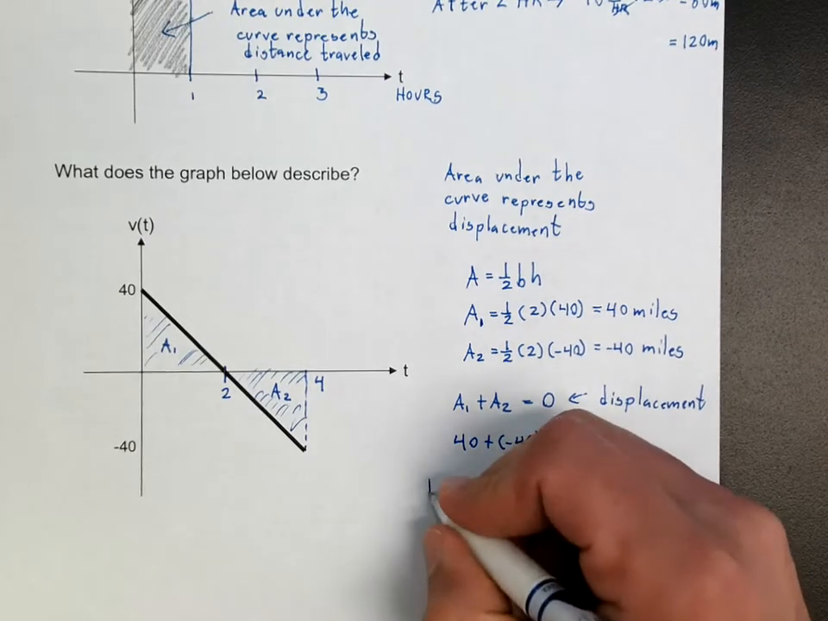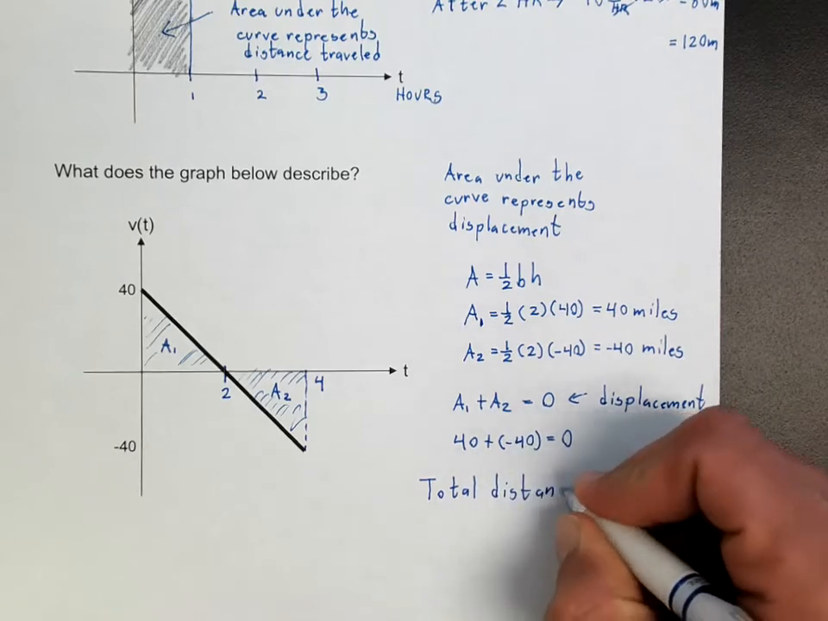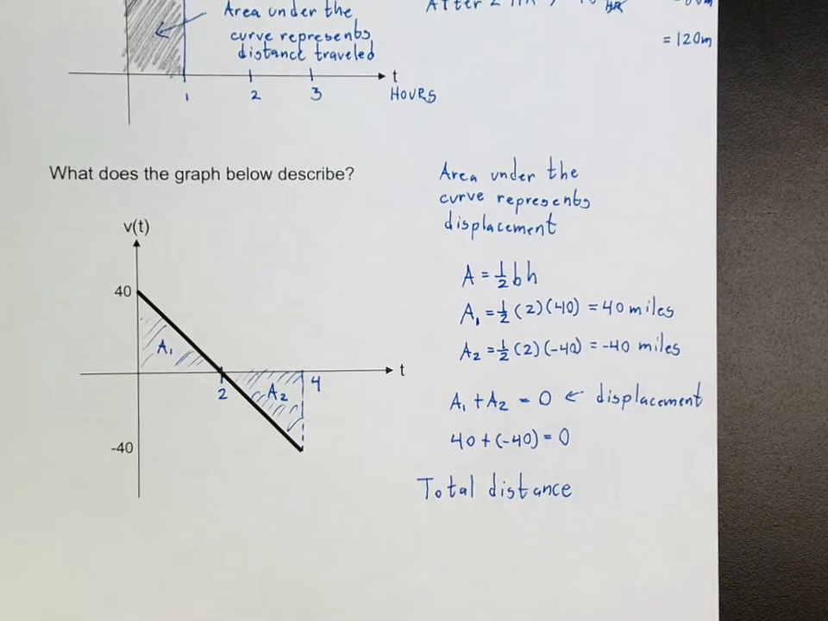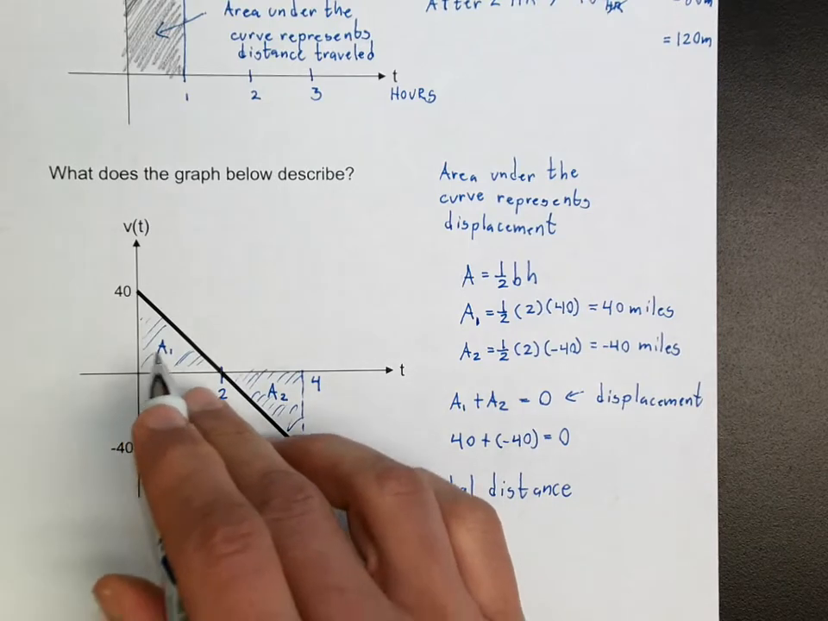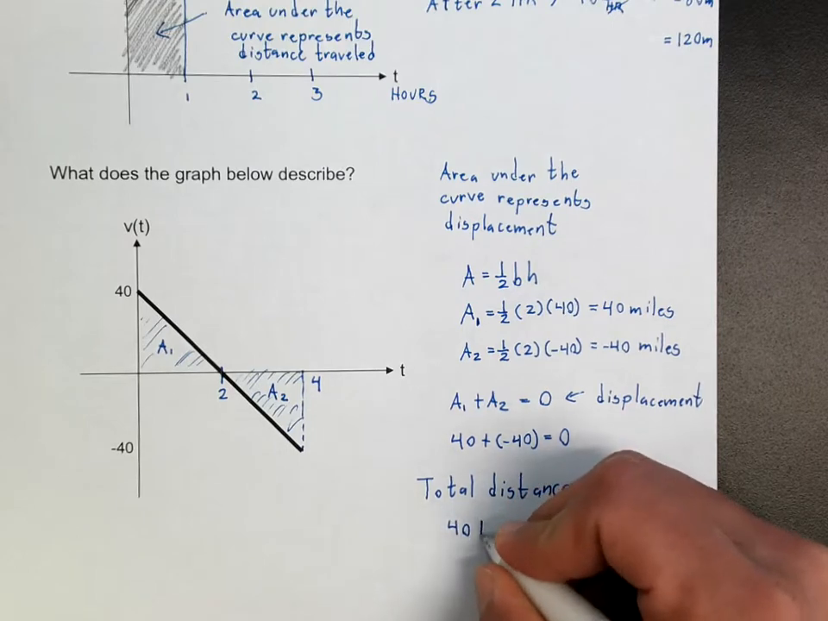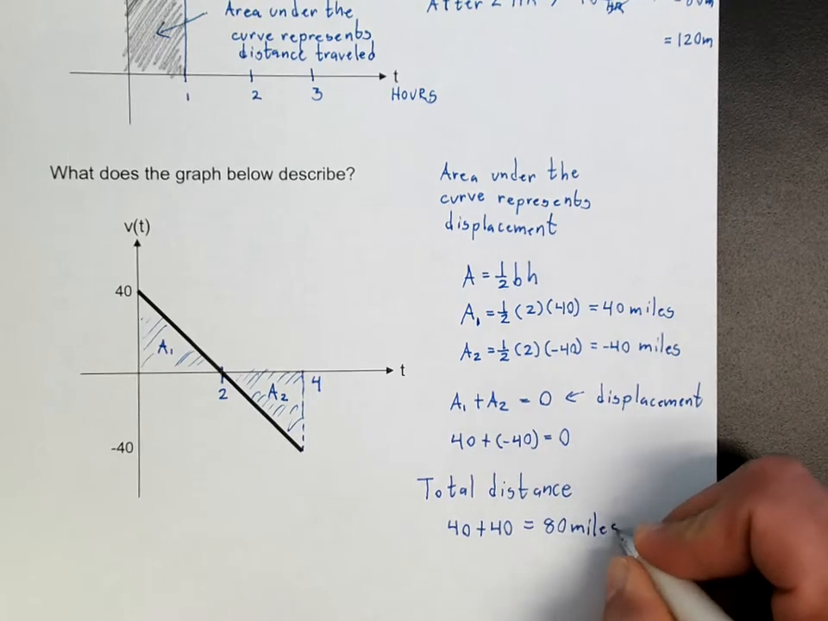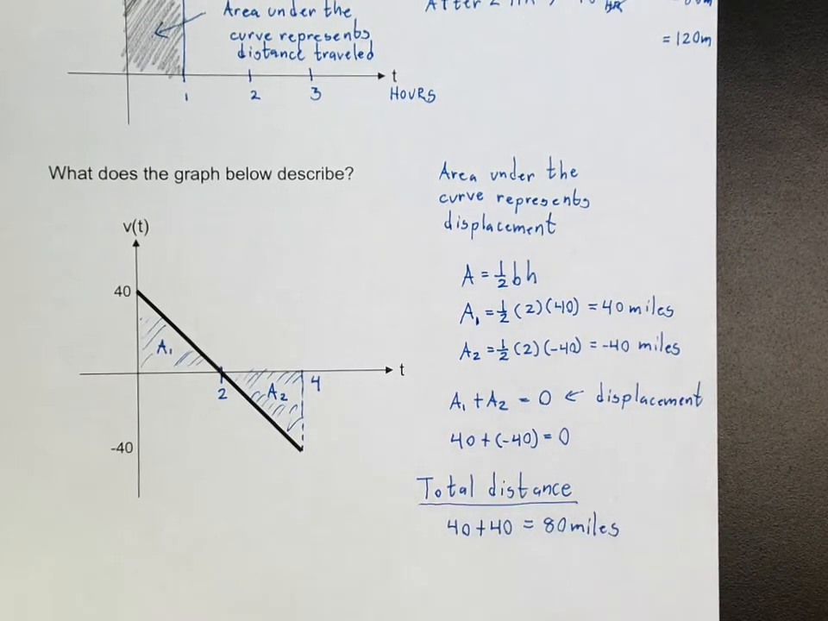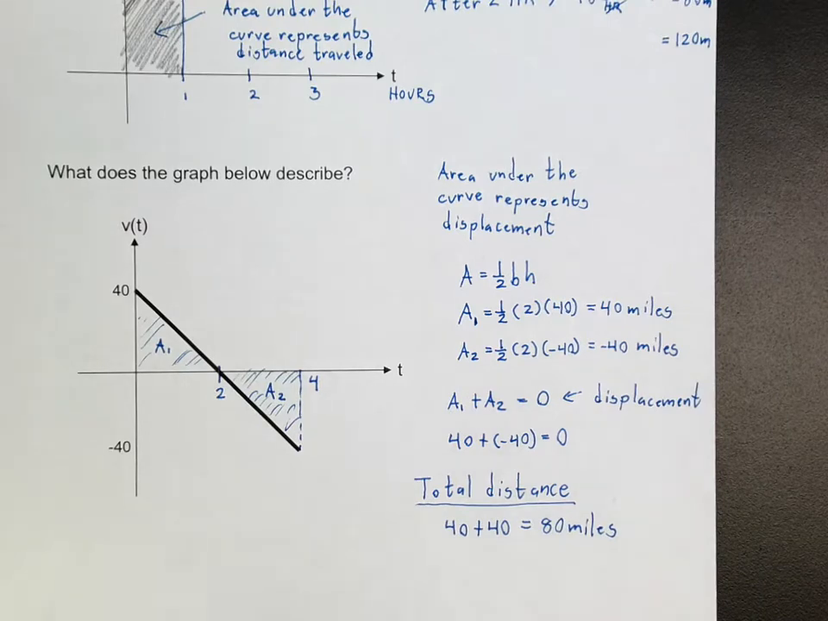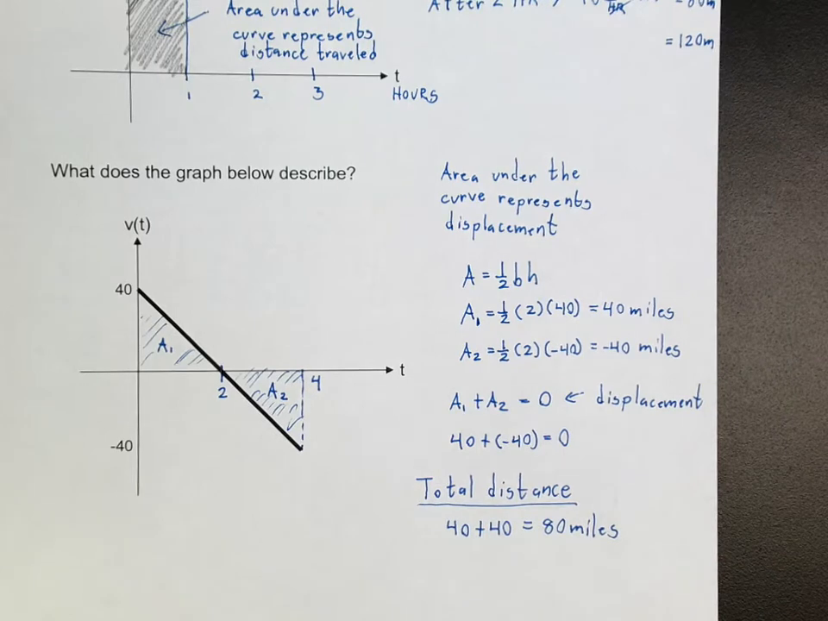Now, to find the total distance, all we would have to do is add this area, basically the absolute value of that area and this area. So that would be 40 plus 40. So the distance traveled is actually 80 miles. Okay, so make sure that you know the difference between total distance and displacement. Total distance represents how far I've gone. Displacement basically means where I started and where I ended up. And in this case, the total displacement was 0. The total distance was 80 miles.